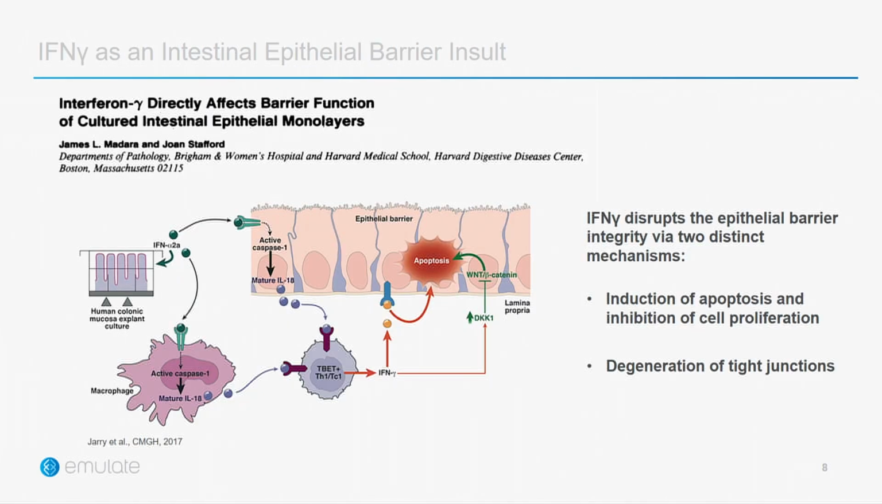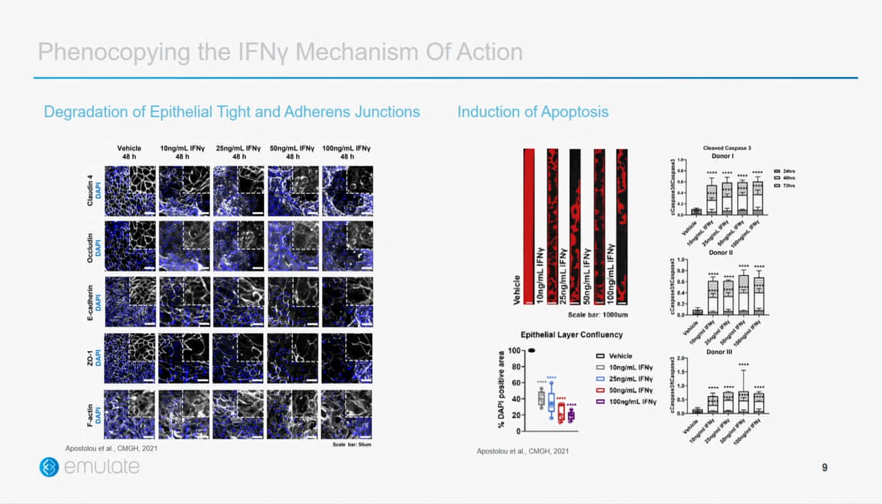Interferon gamma disrupts the barrier via two distinct mechanisms. The first one is the induction of apoptosis with parallel inhibition of proliferation, and the second one is the degeneration of the tight junctions. What we saw is that the Colon Intestine-Chip can recapitulate both of those mechanisms of action. As you can see on the left-hand side, we observe a gradual internalization of claudin-4, occludin, and E-cadherin, and relocalization of ZO-1 and F-actin as the concentration of interferon gamma increases.